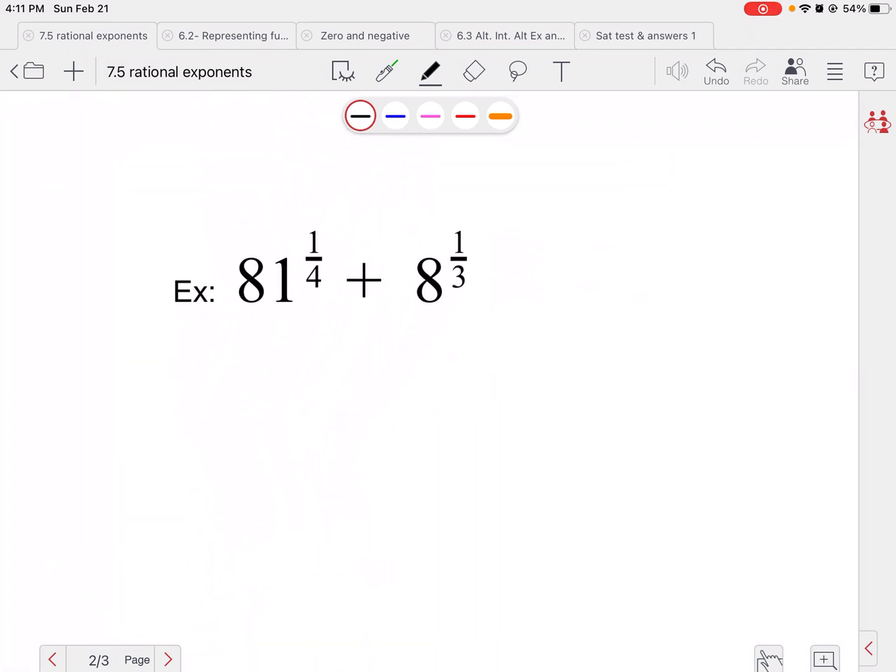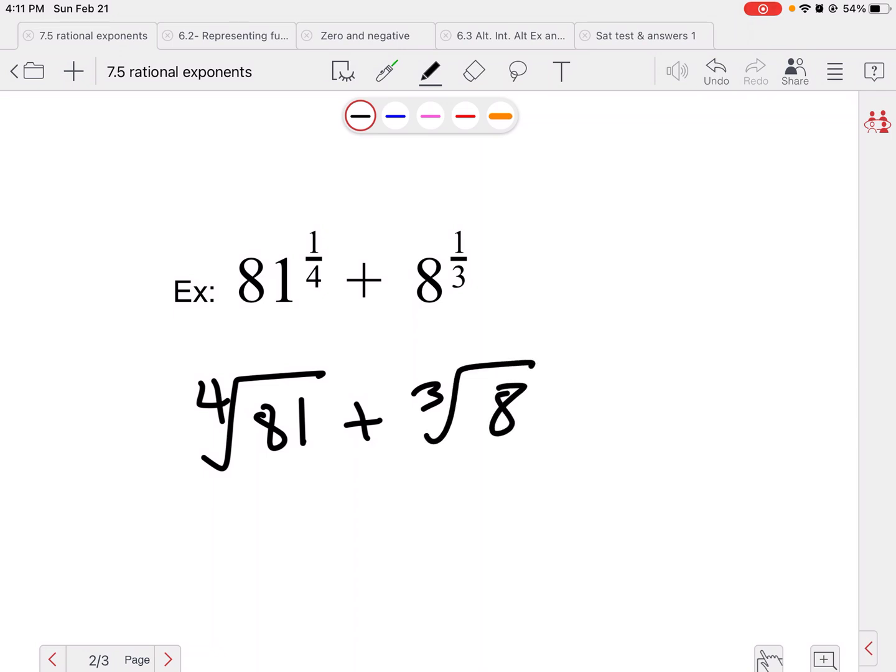So go ahead, why don't you type this in your calculator, okay, and see what you get. If I just had to rewrite this in radical form, it would be the 4th root of 81 plus the 3rd root of 8. Okay. And then the 4th root of 81 would be 3 plus 2, so this would equal 5.